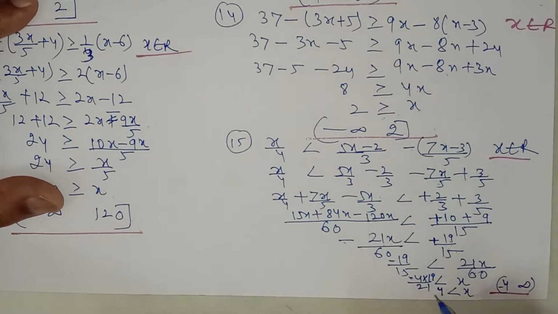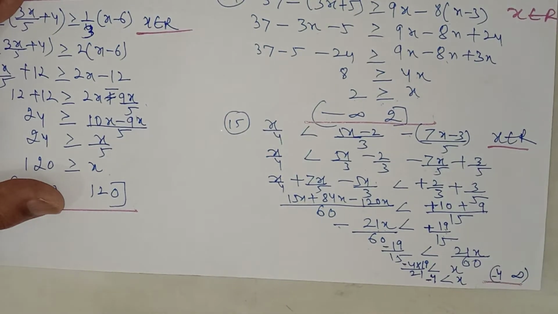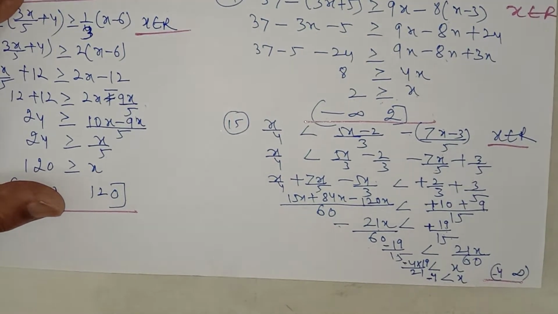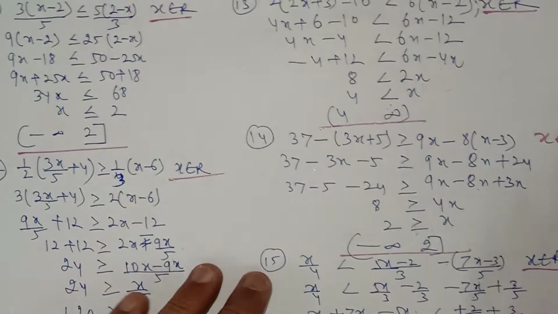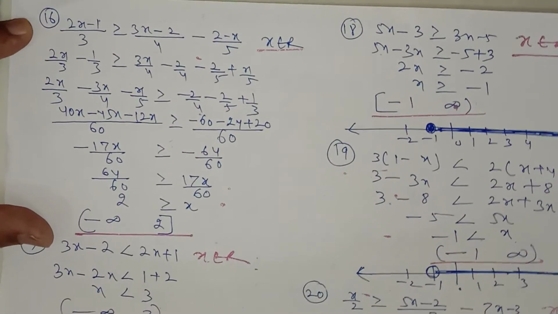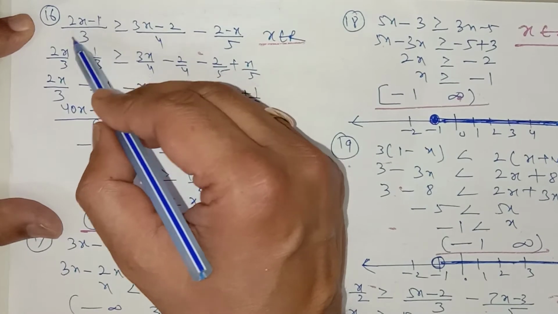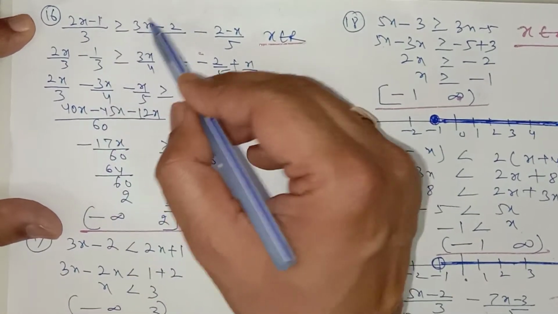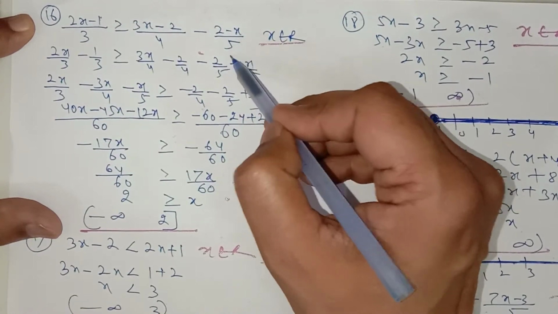So x is greater than minus 4. x is greater than minus 4, so towards the right hand side, that is towards positive infinity, it will be minus 4 to infinity, because the equal sign is not there, so it will be an open interval. So this is up to question number 15 of this exercise. In question number 16, again we have the fractions, so I have done it like in the last question: 2x upon 3 minus 1 upon 3, 3x upon 4 minus 2 upon 4, 2 upon 5 minus x upon 5.